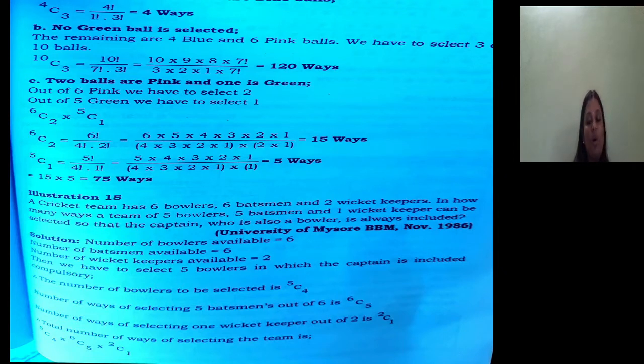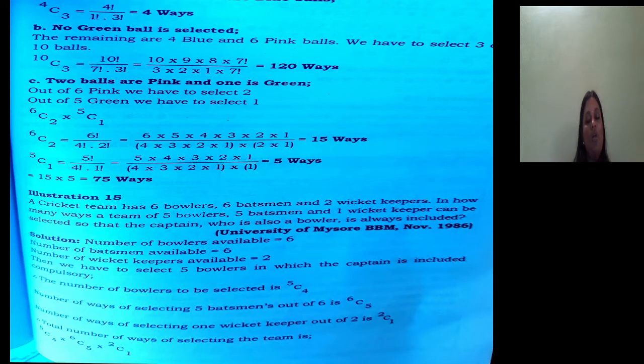See, 6 bowlers are there. You need to select how many bowlers? 5. There are how many batsmen? 6. You need to select 5 batsmen. There are how many wicket keepers? 2. You need to select 1 wicket keeper. But out of those 6 bowlers, 1 person is the captain. He is a bowler also. Try to understand. So, listen carefully.